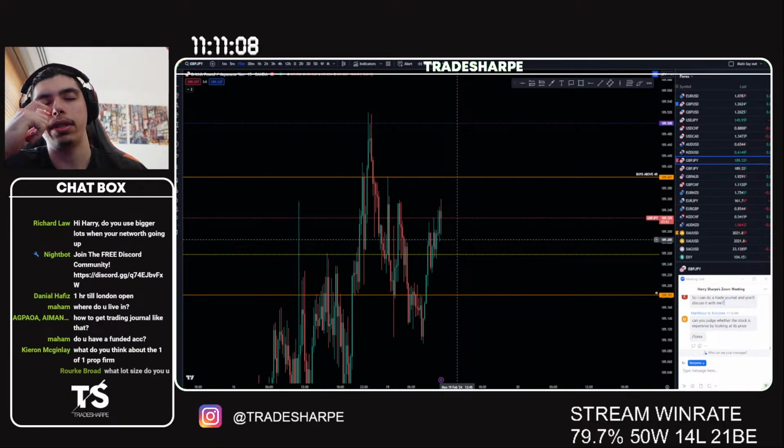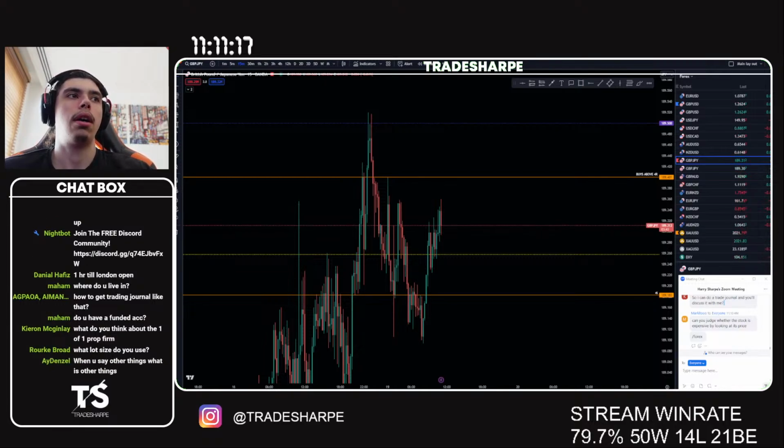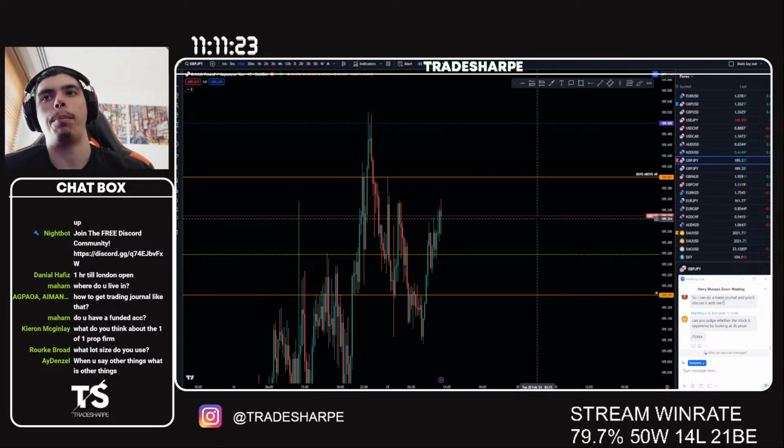Can you judge whether stock price is expensive? There's no such thing as expensive in Forex because based on economic conditions, we go up. Same thing with stocks because stocks can make new all-time highs. You know, you have to look more in depth than that. You have to look at companies. With stocks, it's not just about stock price. It's about company earnings and stuff like that.